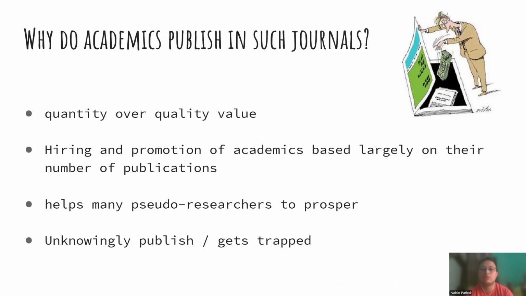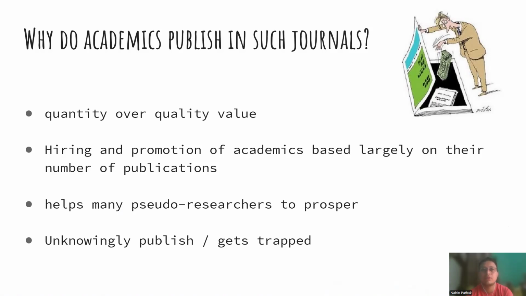So you want value over quantity, and in the attempt to increase quantity, you get lured by these kinds of predatory journals. Similarly, we also talked about how hiring and promotion of academics are largely based on the number of publications. Because of this emphasis on quantity over quality, this can falsely promote predatory practices too. Similarly, it also helps pseudo researchers to prosper, and you might get trapped into publishing unintentionally.